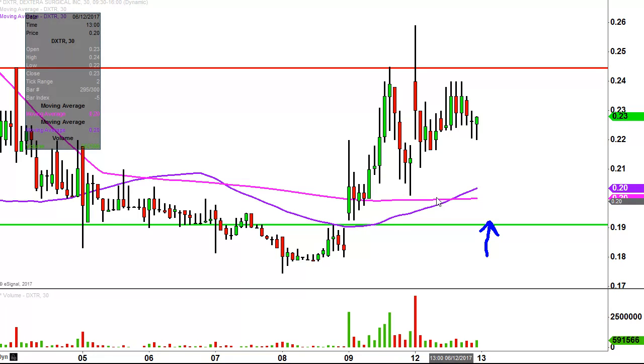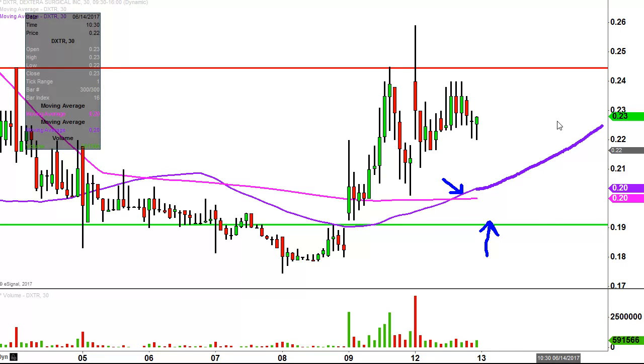On top of that, the price still has plenty of leeway above the purple line right there, which is the 50-period simple moving average. Keyword there being moving, so it'll continue to move upwards. Ideally, if the price can stay above that purple line going forward, that's the best case scenario. But overall, for the quote-unquote story, 19 cents is that key level of support.